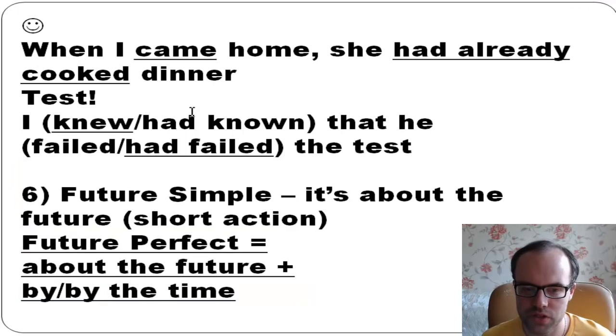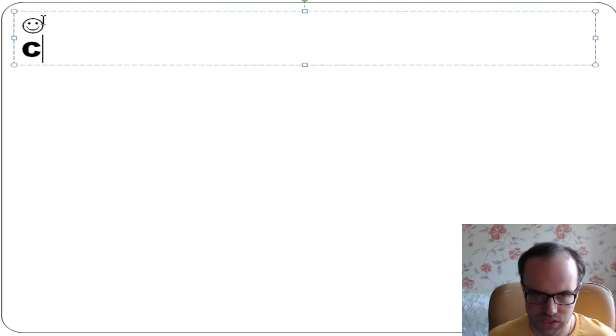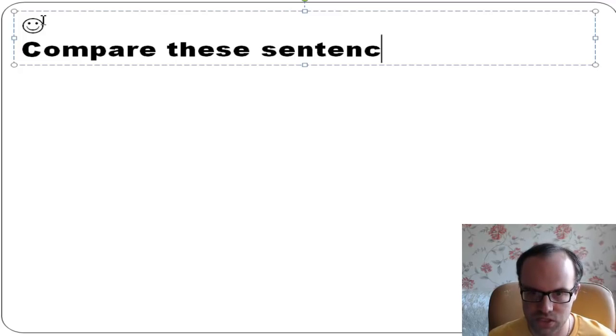But first, let's revise it. So, when I came home, she had already cooked dinner. There is a short test, especially for you. I knew that he had failed the test. So, future simple, it's about the future. It's a short action. And future perfect, it's about the future, but you need to have by or by the time in a sentence. Please compare these sentences.